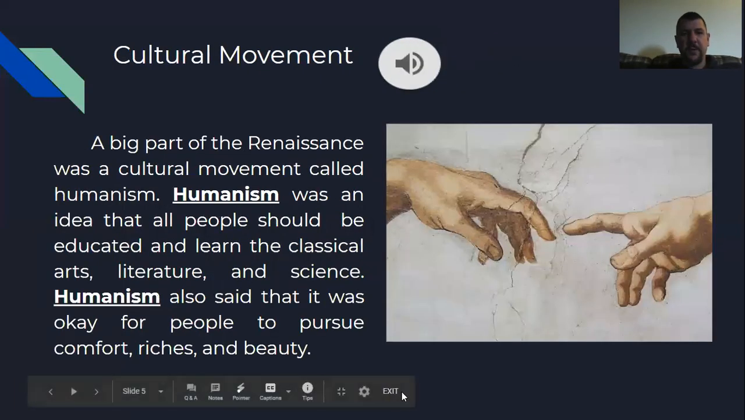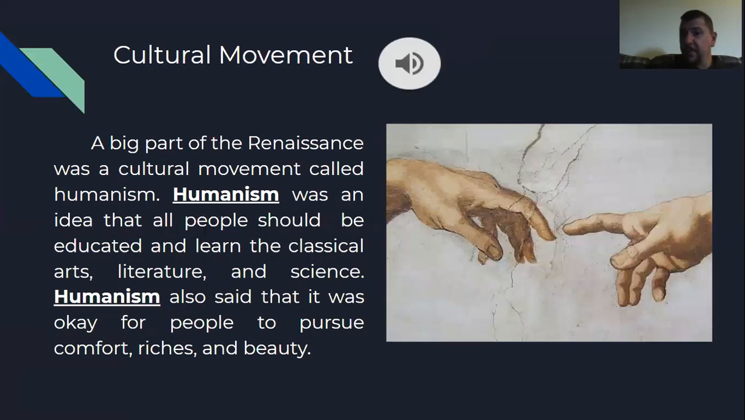So, the cultural movement. A big part of the Renaissance was the cultural movement called humanism. Humanism was the idea that people should be educated and learn the classical arts, literature, and science. So there was a big emphasis on education during the Renaissance. It was also okay for people to pursue comfort, riches, and beauty during this time. You'll see a lot of that with art and with some of the things that went on during the Renaissance.